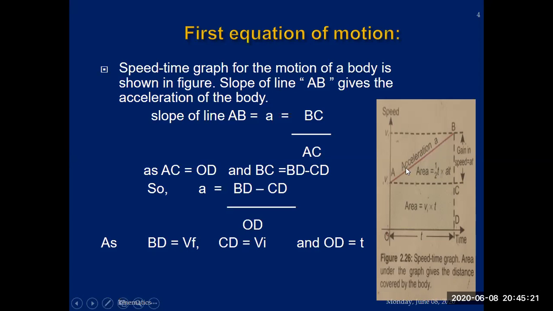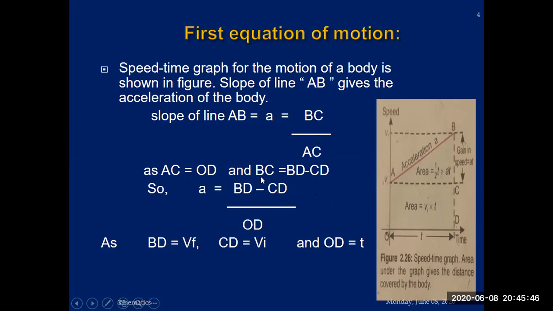You are calculating this one, it is equal to perpendicular BC divided by the base. So it is equal to BC divided by AC. This one is AB, this one is C. This one is BC and this one is AB. So AC is equal to OD. This AC is the same as OD. These are parallel.